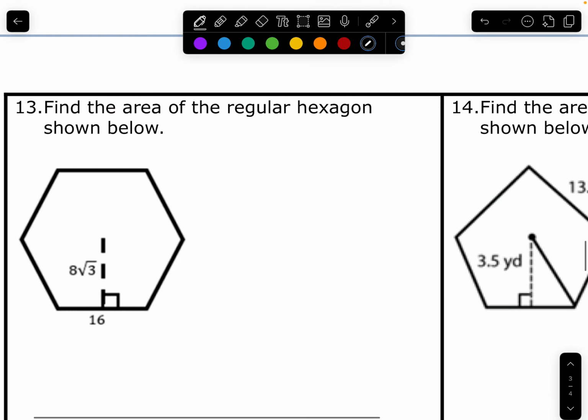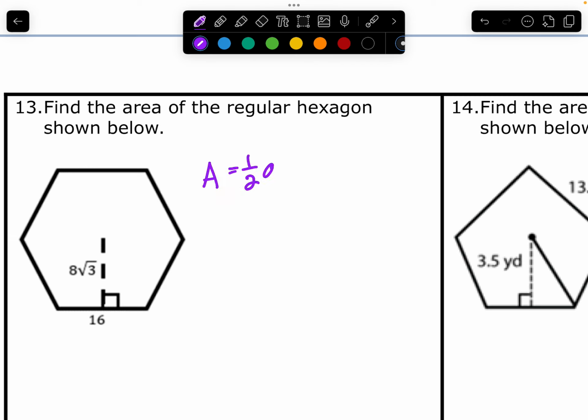13. Find the area of the regular hexagon shown below. Again, this is a regular polygon, so we're going to use this formula. The apothem is 8 square root of 3. The perimeter is 1, 2, 3, 4, 5, 6 times 16.